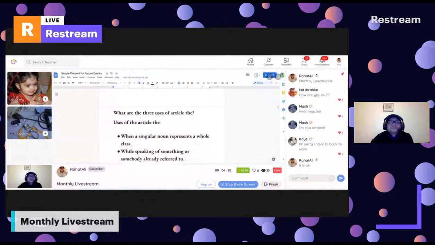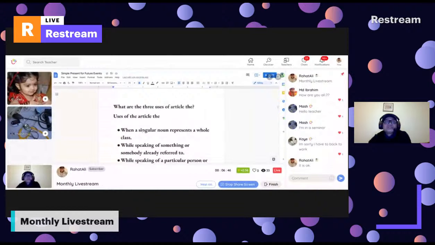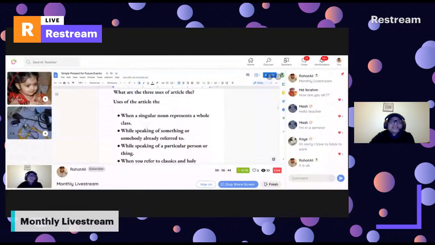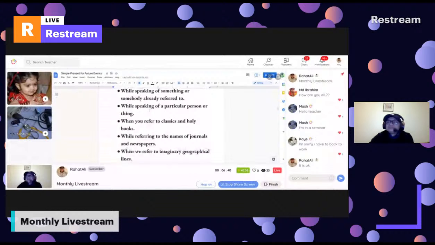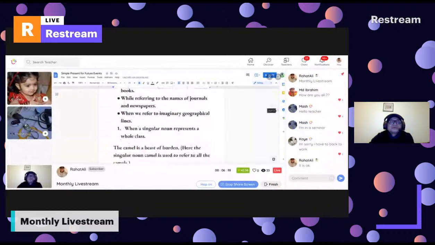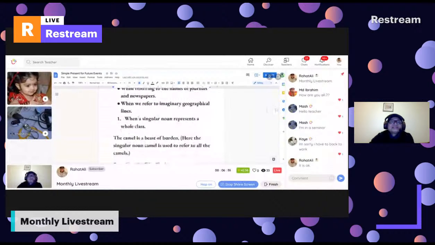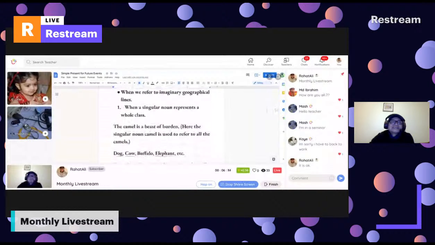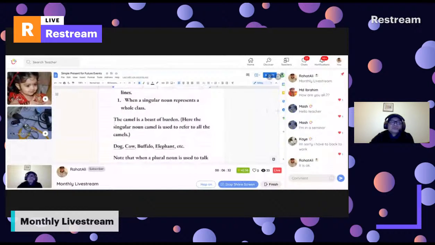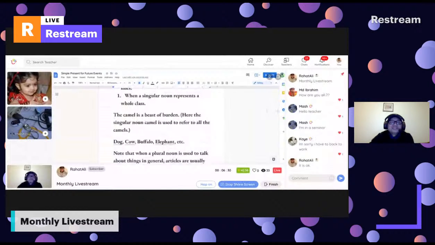Okay, what are the uses of the article the? The use of the article the when a singular noun represents a whole class, while speaking of something or somebody already referred to. Number one, a singular noun represents the whole class, like the camel, the dog, the cow, the buffalo, the elephant, the goat.